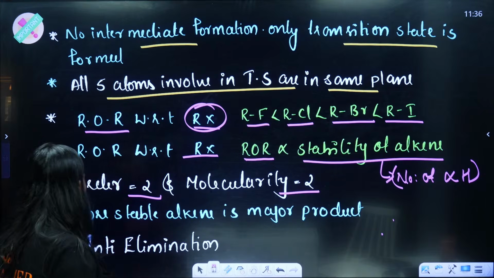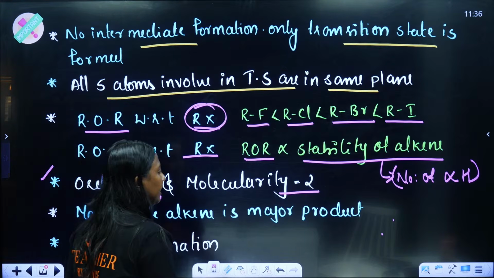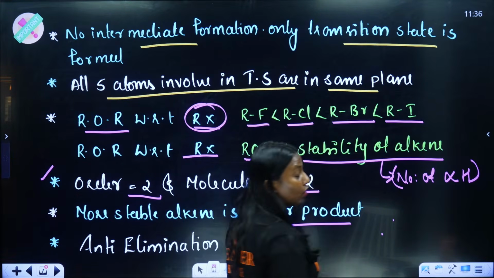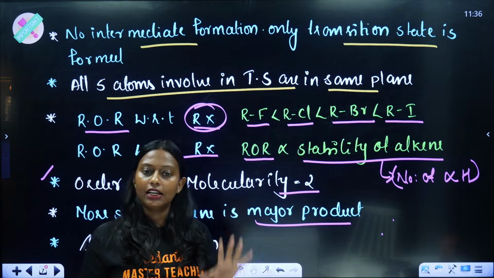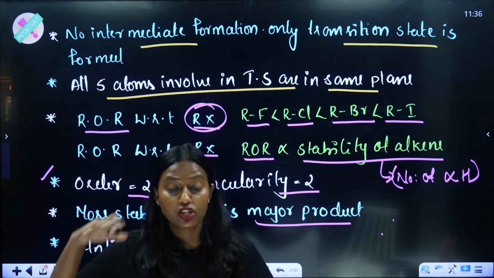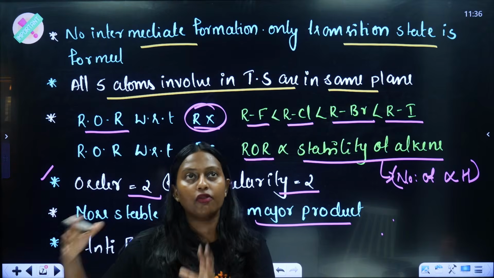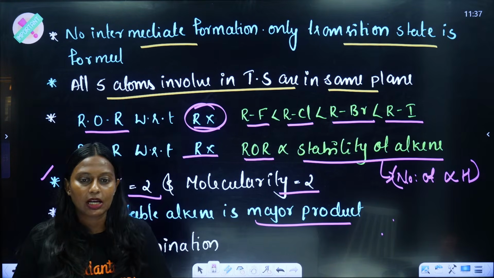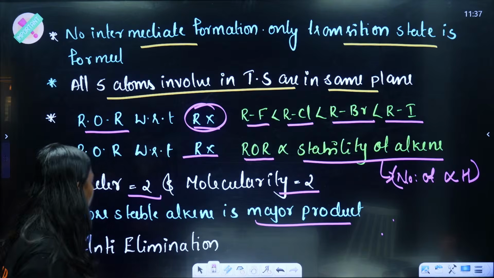Then next one is, the more stable alkene is the major product. Obviously, when you consider a chemical reaction, the product which is more stable is the major one.